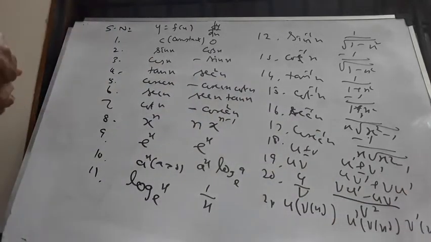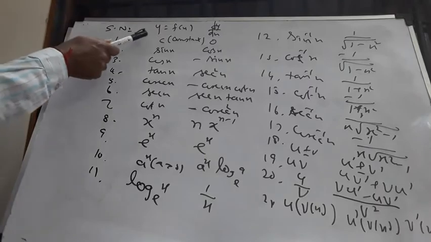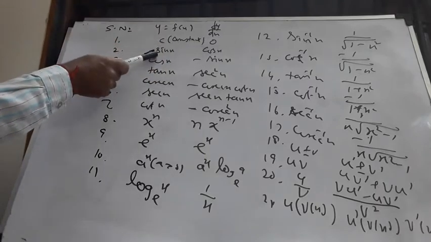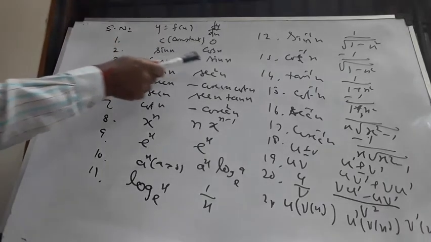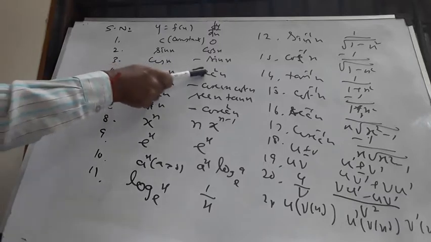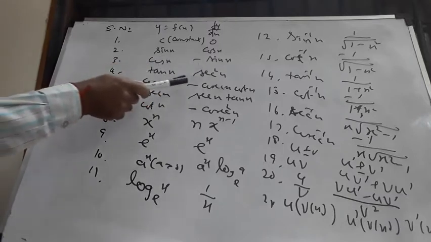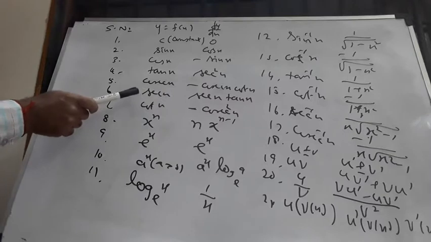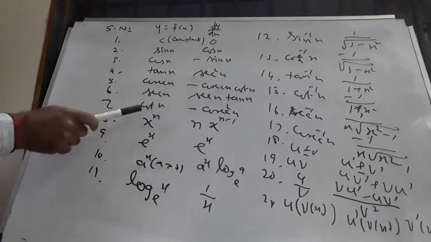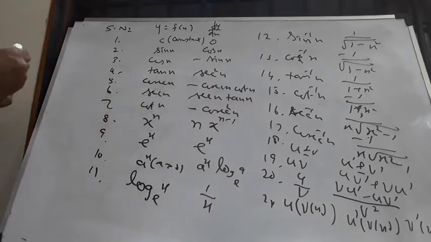Let me repeat the whole process. Derivative of a constant is 0. Derivative of sin x is cos x. Of cos x is minus sin x. For tan x it is secant square x. For cosecant x it is minus cosecant x cot x. For secant x it is secant x tan x. For cot x it is minus cosecant square x.